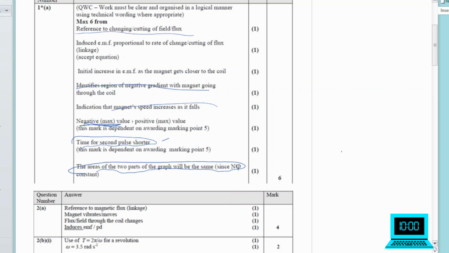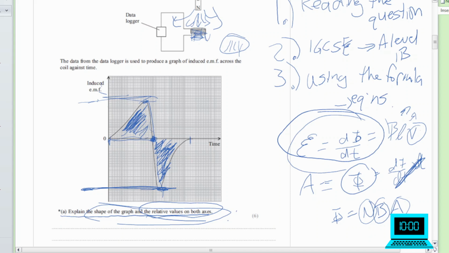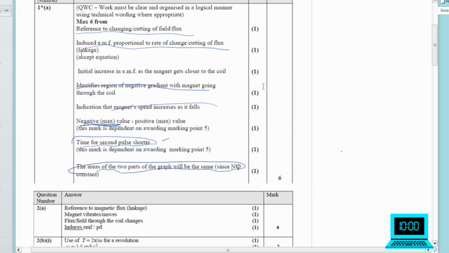You can say, hey, we got a changing flux. Okay, the cutting of the field, the flux is changing. The induced EMF is proportional to the rate of change of flux. Yeah, that's what I had said here, in that you know this from your formula. So again, I want you to read the question to make sure you're not explaining Faraday's and Lenz's law. You're explaining the shape of the graph. You can use the formulas to do it. Yeah. And what else do you got here?